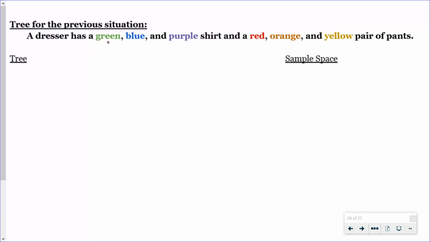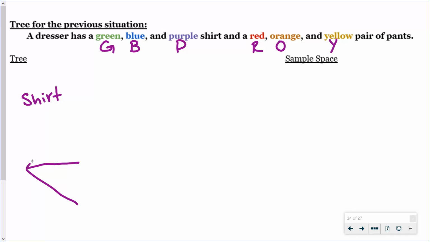Now I'm going to say green is G, blue is B, P is purple. Okay, I'm going to do some abbreviating. It is super common to see abbreviations in trees. Okay, my first step in my tree is looking at the dresser has a green, blue, and purple shirt. So my first step is going to be to include the shirts. And there were 3 possible outcomes. So I'm going to write 3 branches on my tree for the shirts. I could have green, I could have blue, or I could have purple. Okay, that takes care of my options. There are no other options.